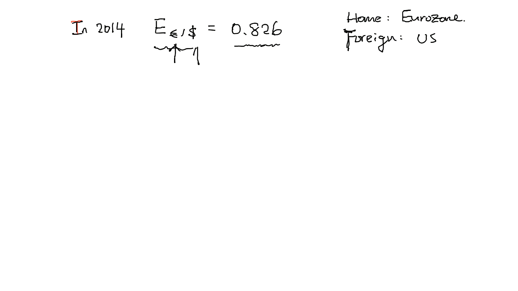In 2015, this exchange rate became 0.921. Right? So if we just take a look at those two values, the exchange rate in 2014 and 2015, from here to here, the value increased. What does it mean?